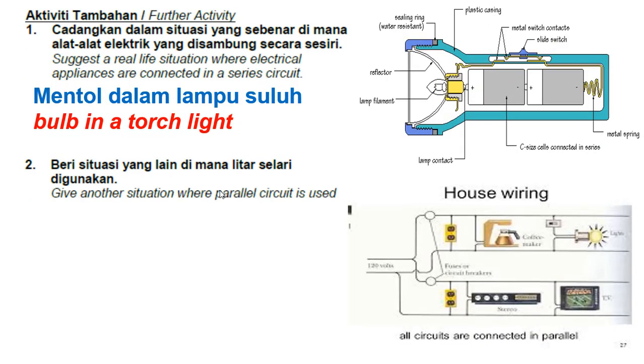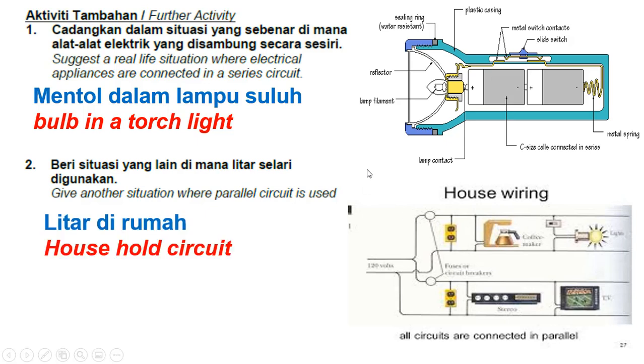Let's have a further activity. Suggest a real life situation where electrical appliances are connected in a series circuit. The bulbs in a torchlight are connected in series. How about a situation where a parallel circuit is used? House wiring uses a parallel circuit.